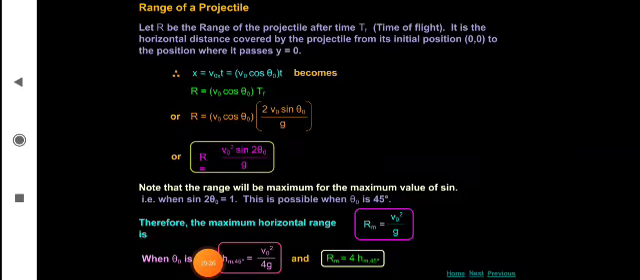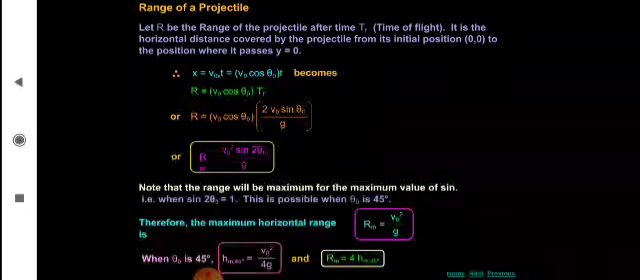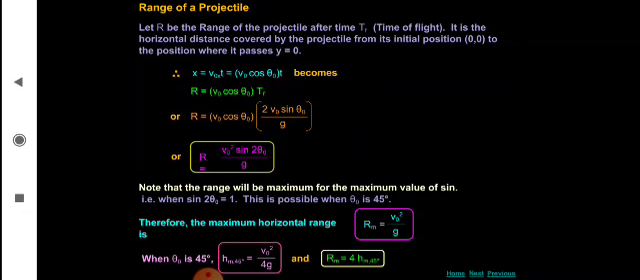Now let us see the range of a projectile. The range of a projectile is the maximum distance travelled by the projectile. So the maximum distance travelled by the projectile along the horizontal direction is called the range of the projectile. Range is denoted by R after a time tf. tf is the time of flight. It is the horizontal distance covered by the projectile from its initial position to the position where y is equal to 0.